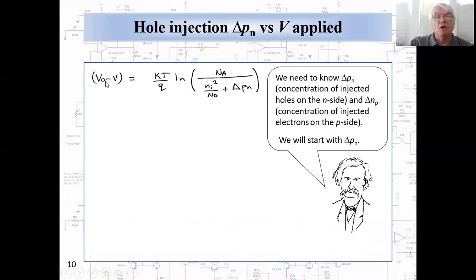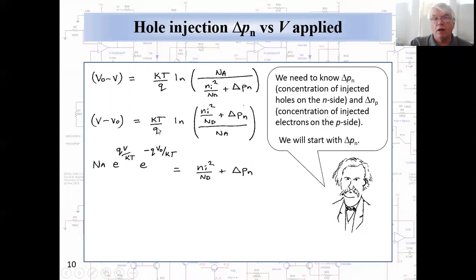So let's take this equation. V_0 minus V is kT over q times the natural logarithm of N_A divided by n_i squared over N_D plus delta P_N. Now, let's multiply both sides by -1. That reverses the order of the operands on the left side, and I can negate the expression on the right side by inverting the argument to the natural logarithm function. So now, let's multiply both sides by q over kT, then exponentiate, and then multiply both sides by N_A, and we get this expression, N_A e to the qV over kT e to the minus qV_0 over kT equals n_i squared plus delta P_N. So we're getting there. This is the term we want. We have to figure out how to get rid of this on the right-hand side.